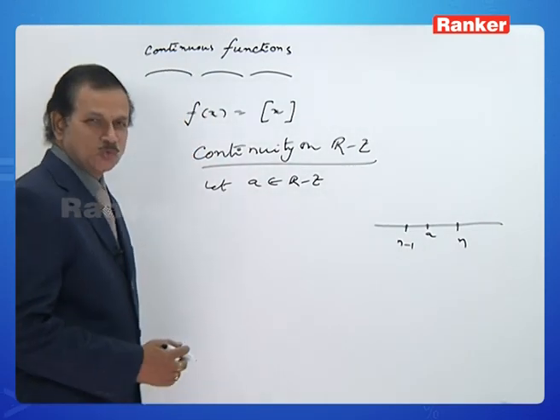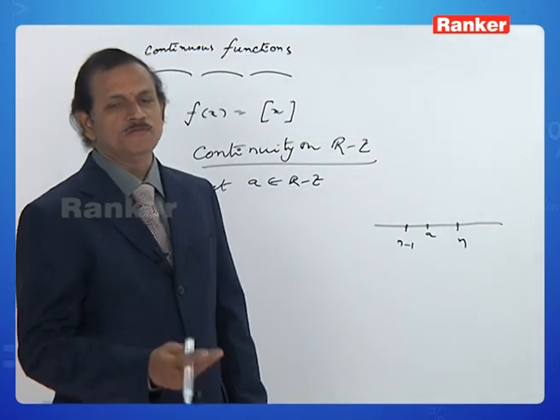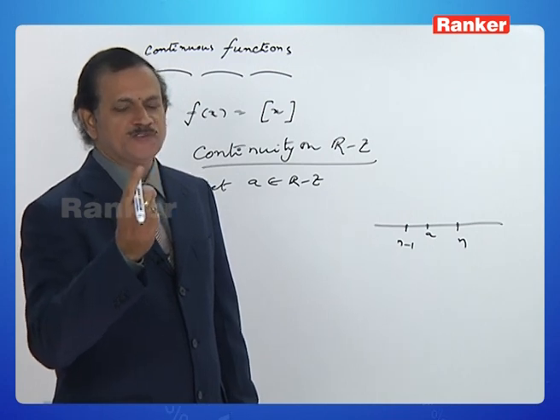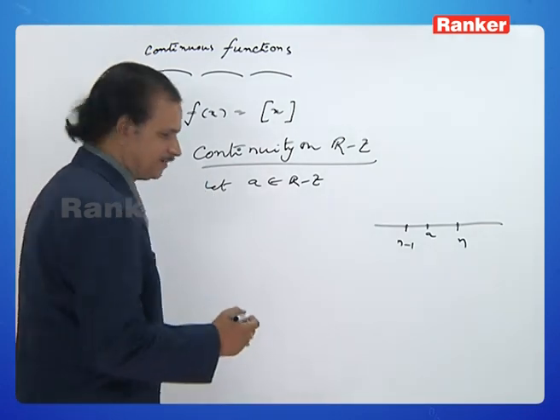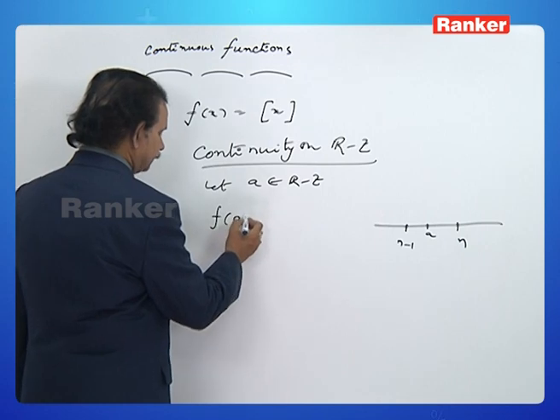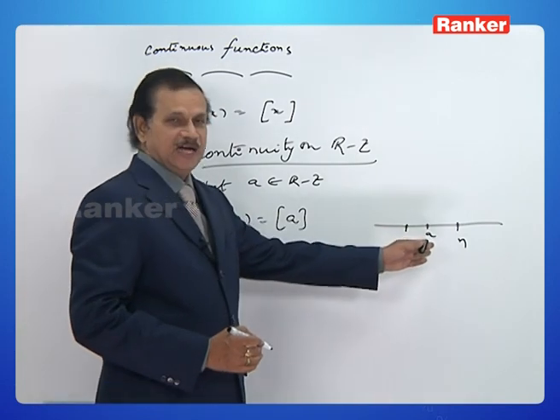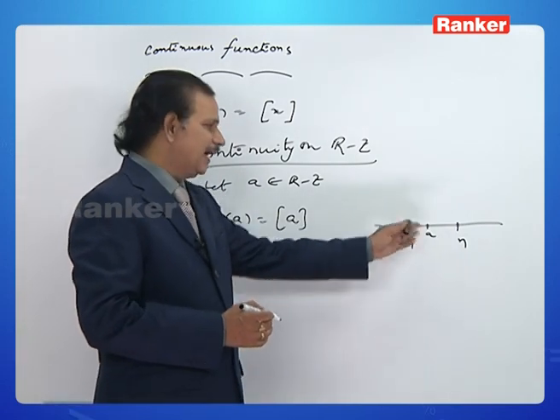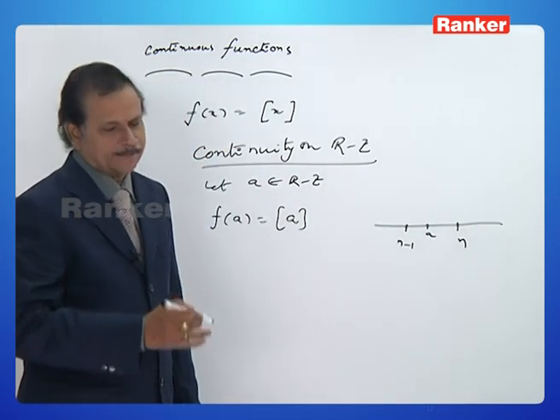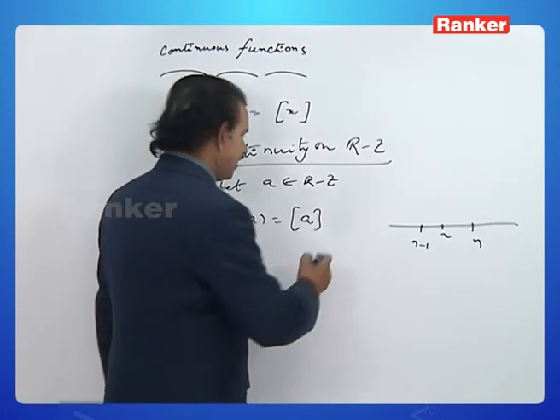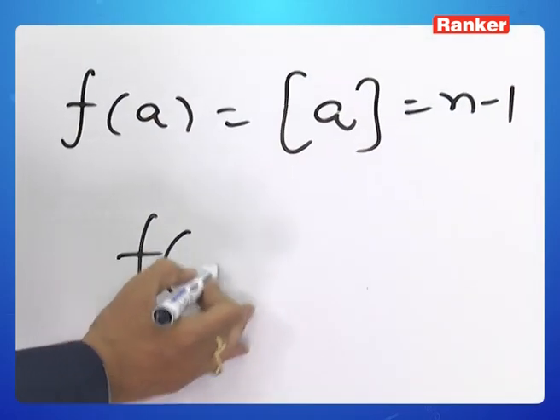Now, we would like to examine the continuity of f at x equal to a. For that purpose, as we all know, we may have to find three quantities: f of a, f of a from left and f of a from right. Let us now find them. What is f of a? What is the integral part of a? I am supposing that a lies between two successive integers, namely n minus 1 and n. In that case, the integral part of a is n minus 1.